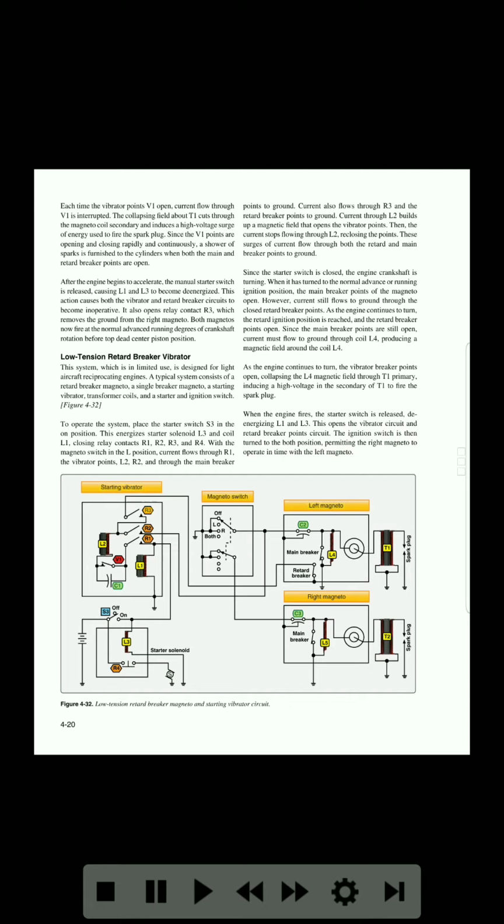Figure 4-32. Low tension retard breaker magneto and starting vibrator circuit, 4-20.